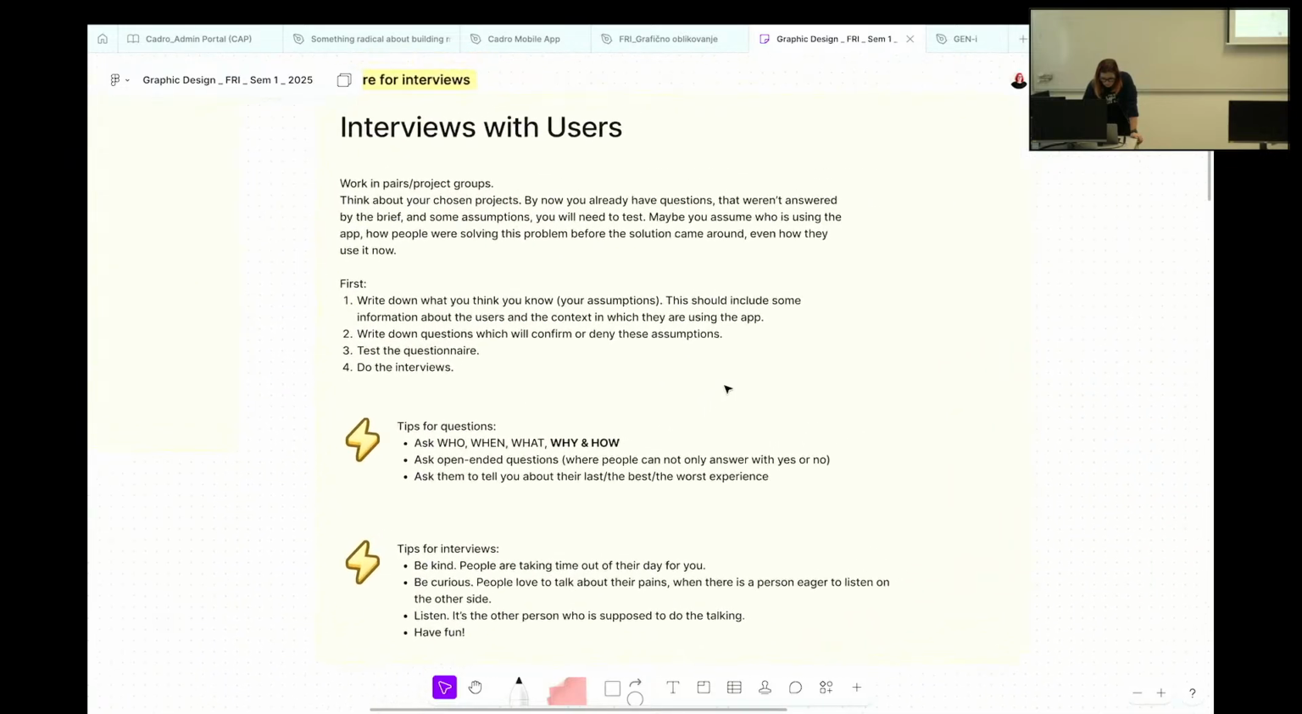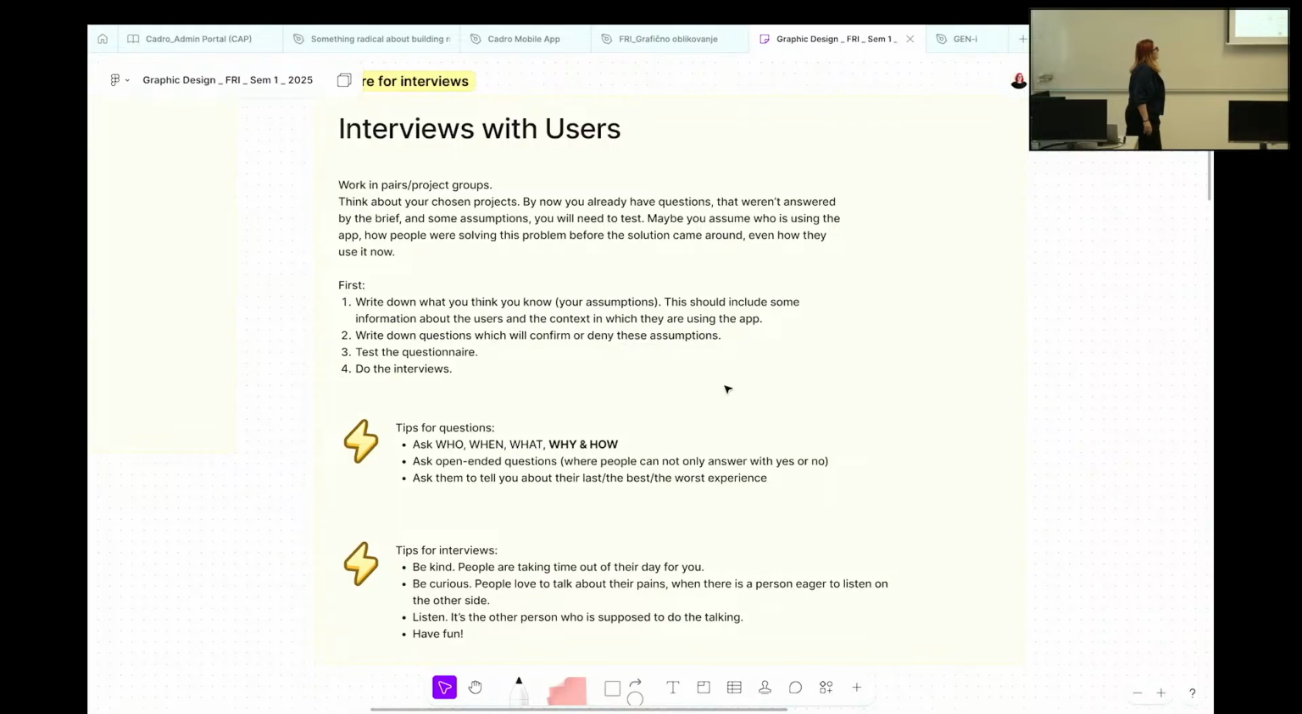So the first part is interviews with users. What we want you to do this week is decide on a topic, create a questionnaire, test the questionnaire, do 3 to 6 interviews. So there's 3 to 5 of you in your team. If everybody talks to one person, perfect. You don't have to over-engineer it or overthink it, just talk to people.